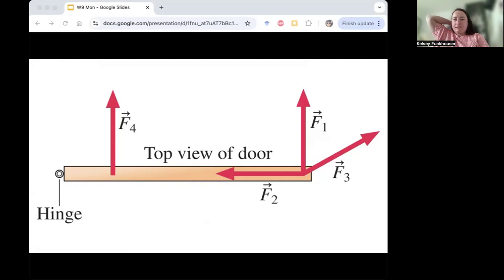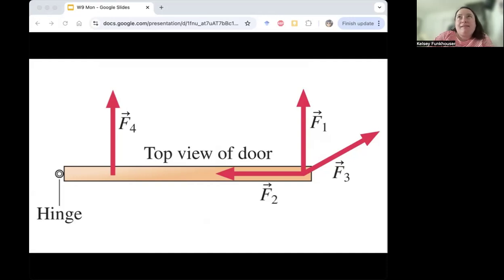So I want you to pause for a second before continuing this and think about which of these forces would be most effective in opening the door. Maybe even go try it on a door right now. Push near the hinges, like force 4 here. And then push all the way at the end and kind of push in the different angles. So push along the door, push perpendicular to the door, push at an angle from that, and see what works best for opening the door.